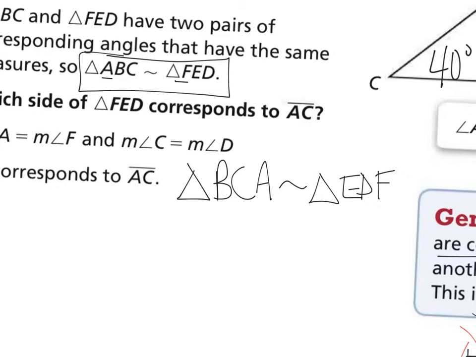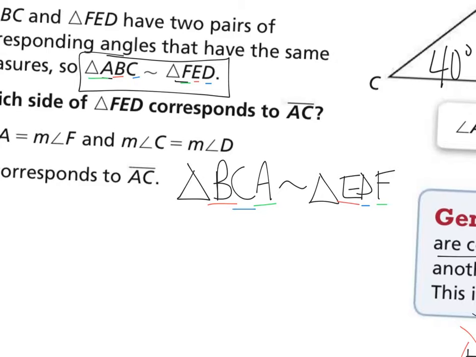Notice the B and the E are in the same spot just like they were before. The C and the D are in the same spot just like they were before. And the A and the F are in the same spot just like they were before. So there's multiple ways that we can write that same similarity statement and still be correct. We just have to make sure when we write it that the angles that are the same are in the same positions.